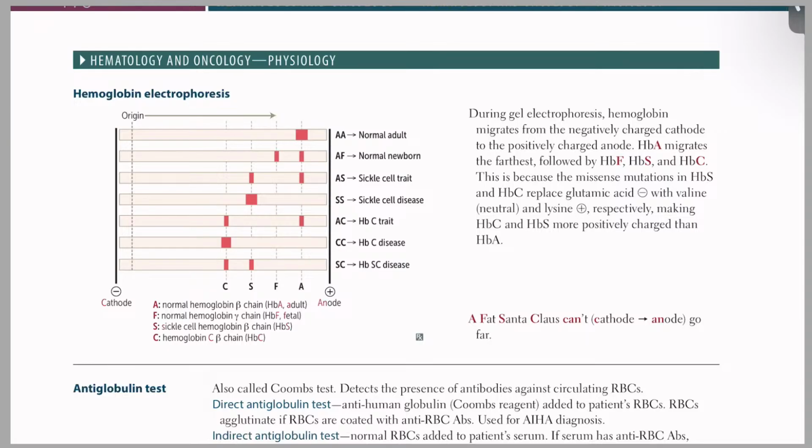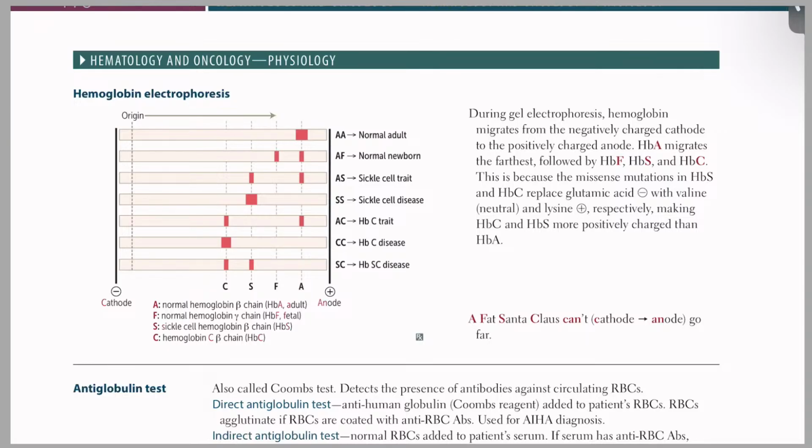HbA migrates the farthest, followed by HbF, HbS, HbC. This is because the missense mutation in HbS and HbC replaces glutamic acid (negative) with valine (neutral) and lysine (positive) respectively, making HbC and HbS more positively charged than HbA.